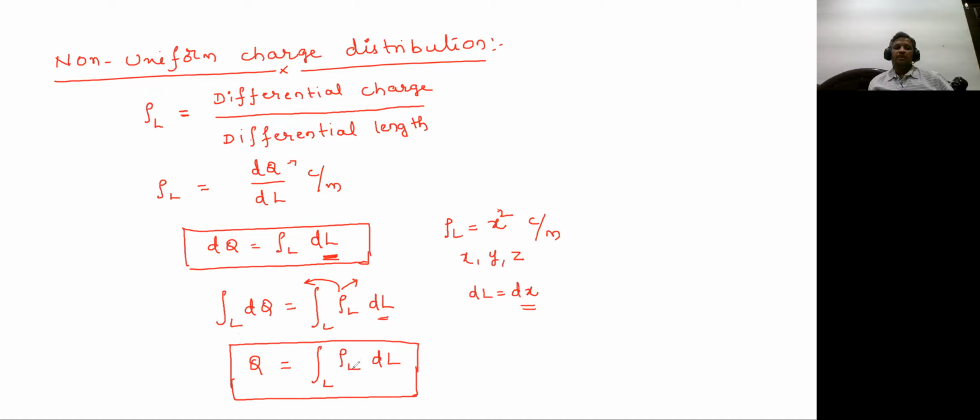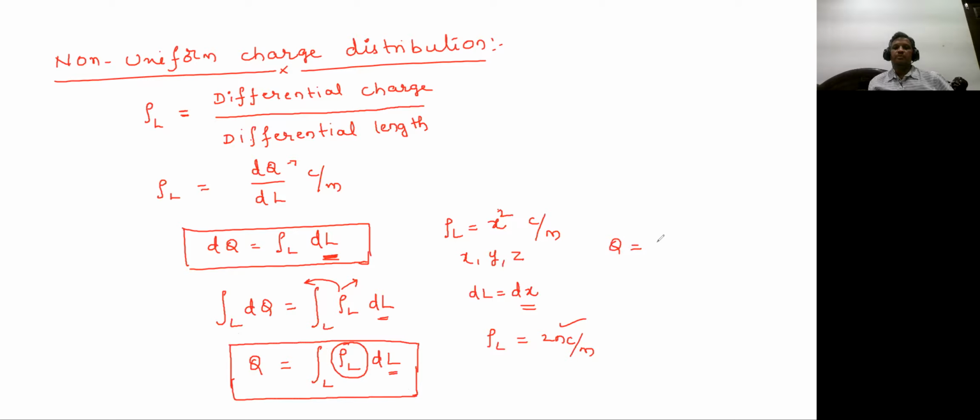Let us try to understand the case where this rho L is independent of L. That means uniform charge distribution. We have seen already, rho L is independent of this length, which means rho L is just a number, as we have seen earlier, 2 nanocoulomb per meter. This is for the case of uniform. This is independent of x, right? So rho L, you bring it out.